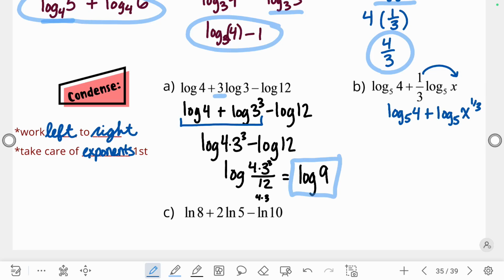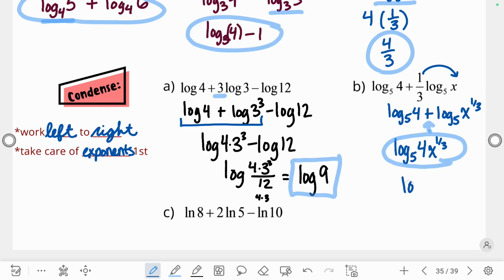And now I'm going to address my addition. That addition is going to become multiplication. Thinking about that property, addition and multiplication are tied together. So I'm going to have 4 and then times x to the 1/3, or in other words, 4x to the 1/3. And there's nothing more for me to simplify here. So this is absolutely an acceptable answer.